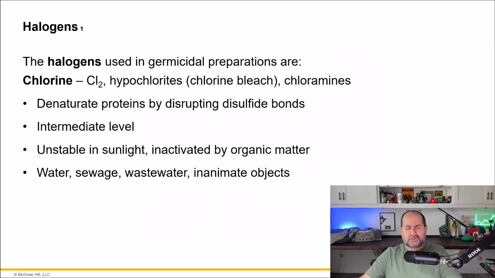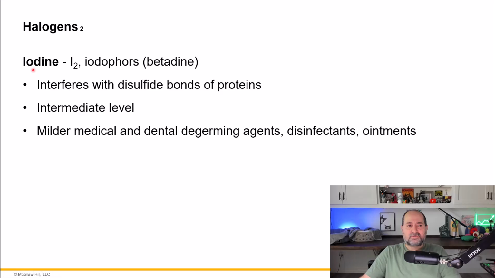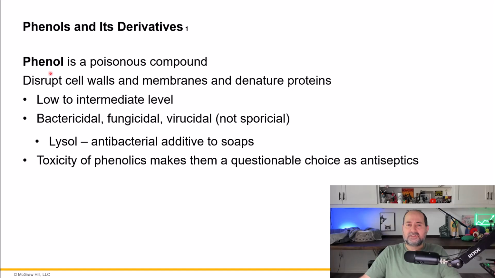Remember, the halogens include chlorine, bromine, iodine, fluorine. You should know how bleach works. Remember the hypochlorites or chlorine bleach? You should know that it is unstable in sunlight. You should know that it can be used to treat water, right? These are important things about chlorine bleach to remember. Iodine is important. It can be used as an antiseptic or a disinfectant. Remember, phenol is also a nice disinfectant, though it is somewhat toxic to us, our tissues.